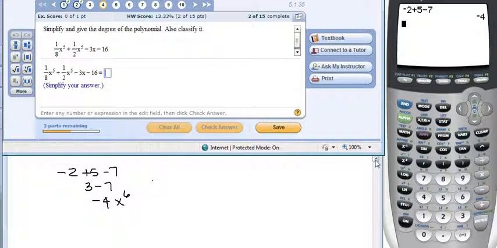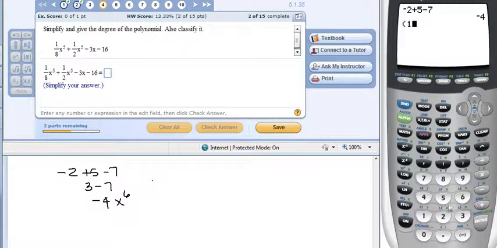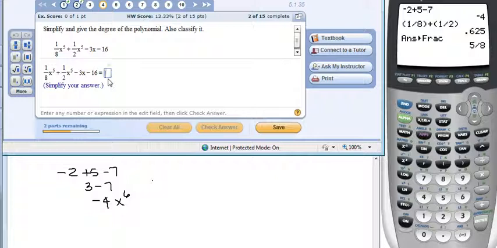So I'm going to take an eighth and a half and add that. Okay, so I'm going to take an eighth, I'm going to add it to a half. Let the calculator do the dirty work. All right, turn it into 5/8. So that's where we'll start. So we've got 5/8, and then I've got x raised to the fifth power. Okay, so that's these two combined, and then I've got negative 3x that I can't do anything with, and then I've got a negative 16. So that's as simplified as I can get it, okay?